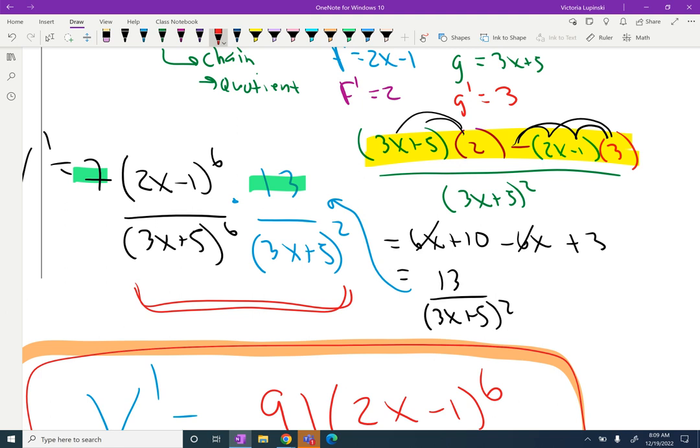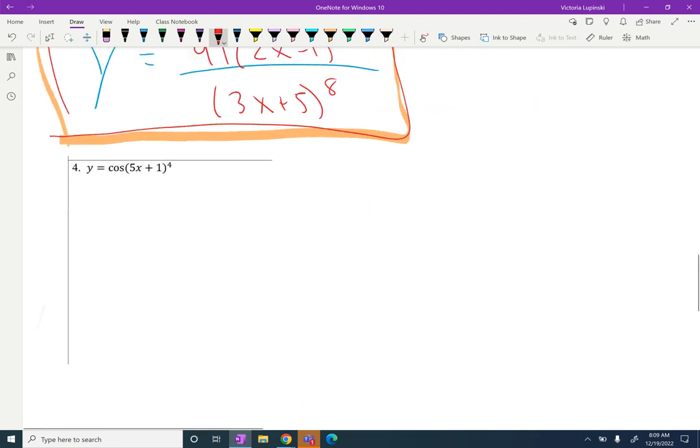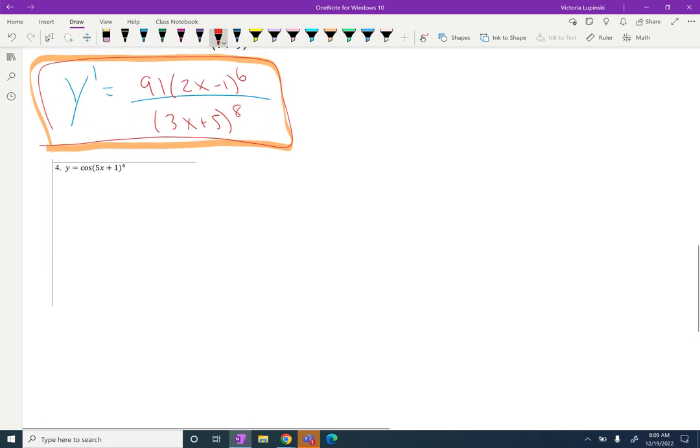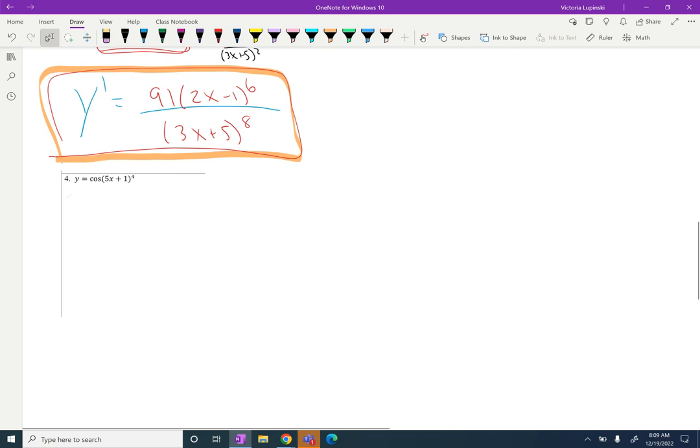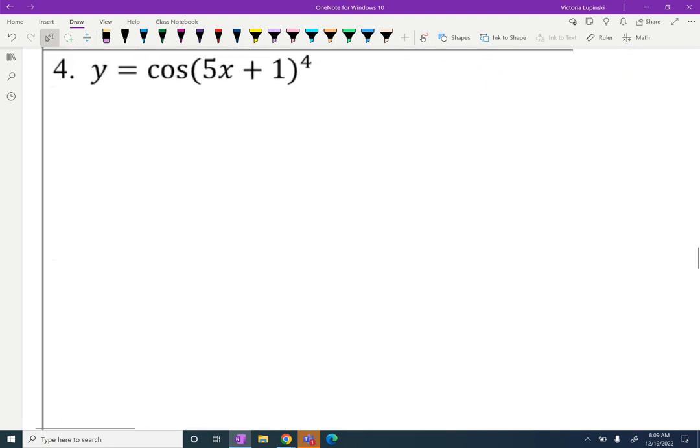Okay. So we saw one product, one quotient, one power rule, and now the last two. So just look at the last two side by side. They both have trig and they both have powers, but one of them is a trig problem and one of them is a power problem.